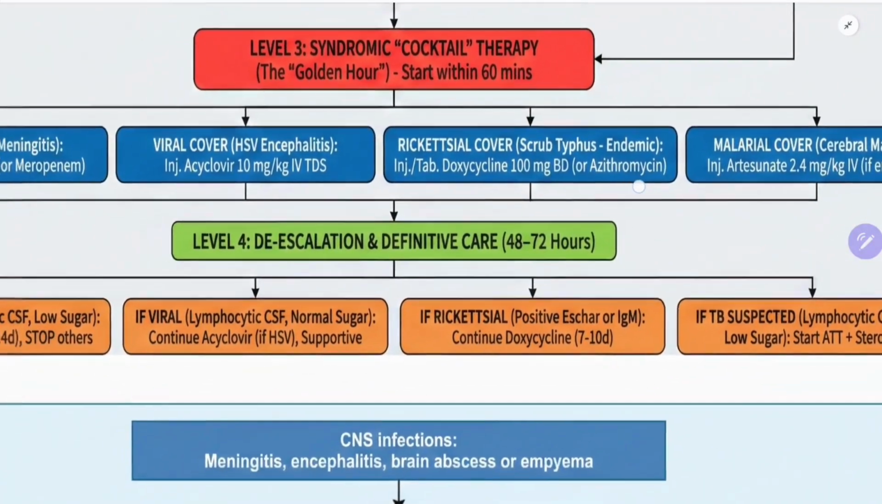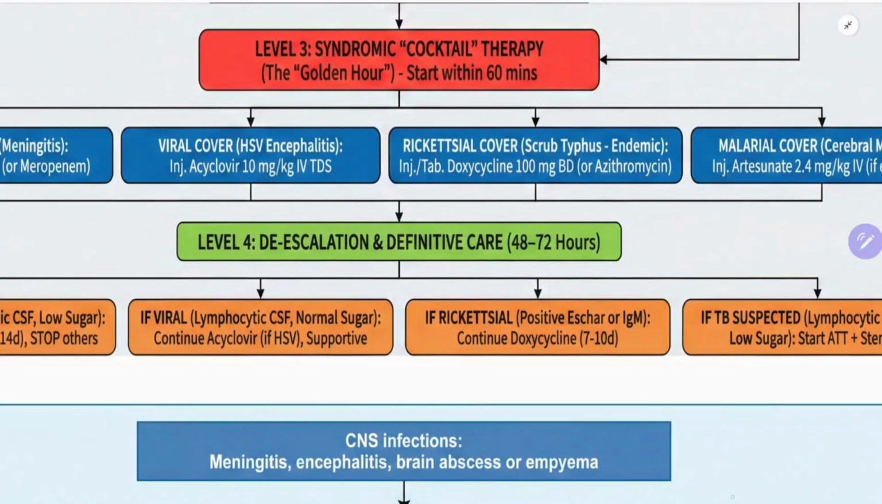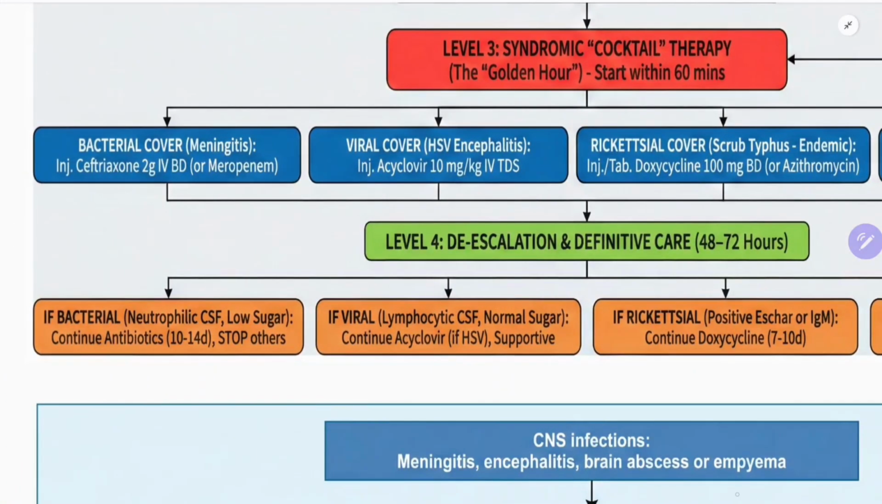De-escalation and definitive care after 2 to 3 days when the reports are available. If the CSF shows neutrophilic predominance, meaning the neutrophil count is raised and the sugar is low, that means it is a bacterial cause. Continue the antibiotics for 10 to 14 days and stop other things. If viral, there will be more lymphocytes and the sugar will be normal. Then continue acyclovir and give supportive treatment.